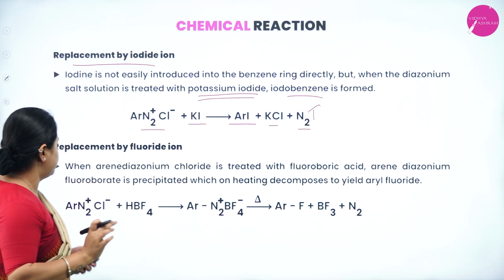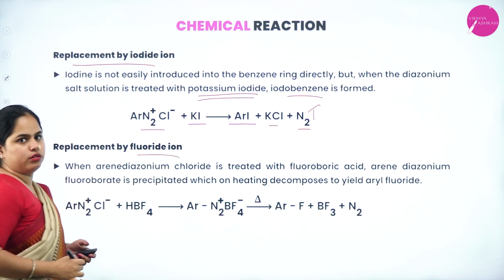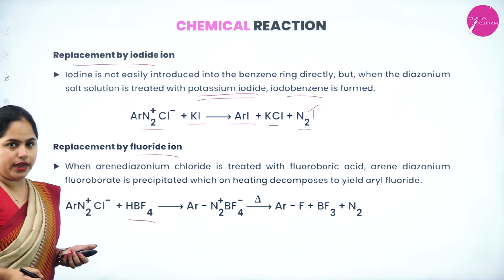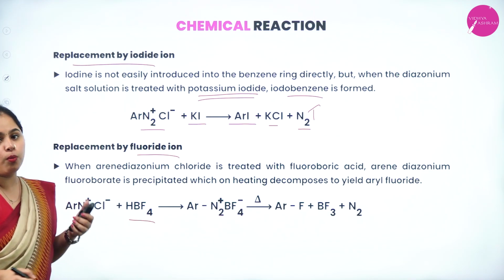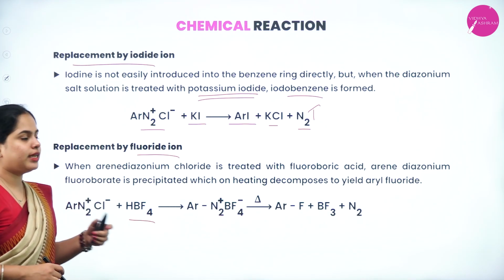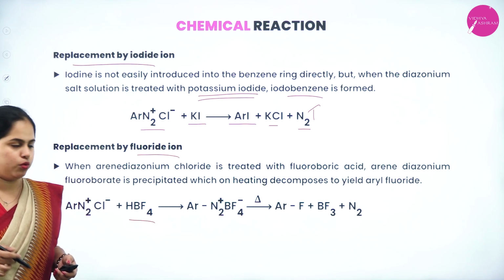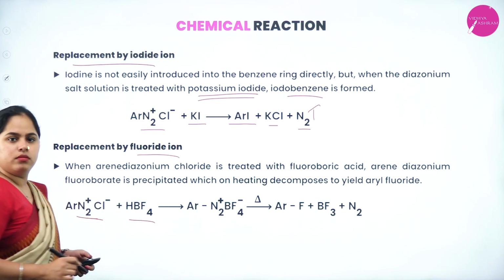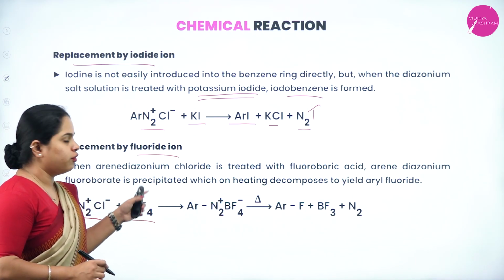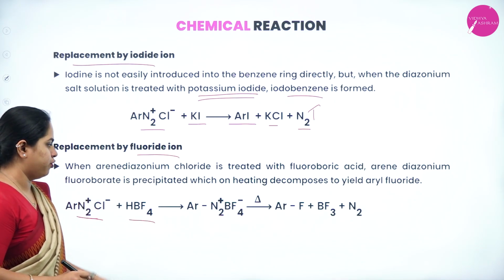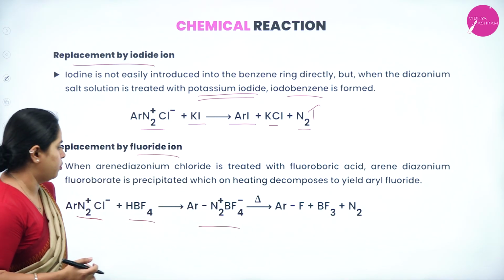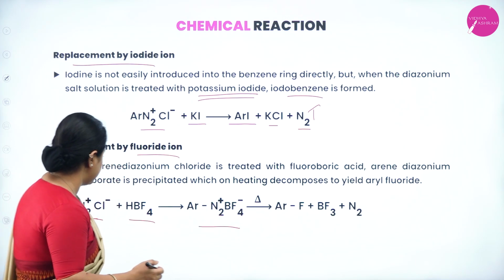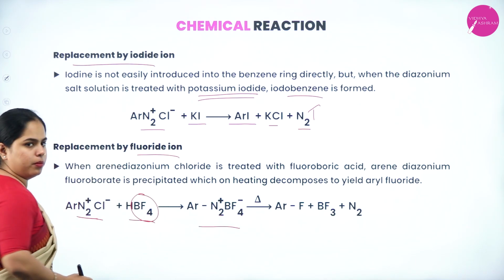Now, replacement by fluoride ion. So, when arene diazonium chloride is treated with fluoroboric acid, arene diazonium fluoroborate is precipitated, which on heating decomposes to form aryl fluoride. So, benzene diazonium salt is going to react with fluoroboric acid, which is HBF4, and what you are going to get first? Arene diazonium fluoroborate will be formed. So that means here we are using HBF4, right?